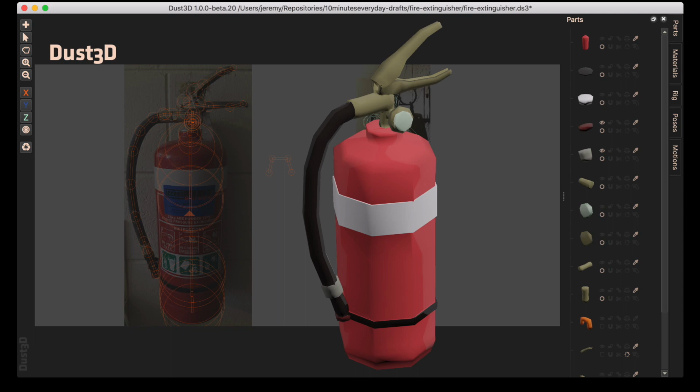Dust3D is a quick 3D modeling software. I usually post one video to talk about what happened during the past week. Also, I make one model using Dust3D every day to test the software.